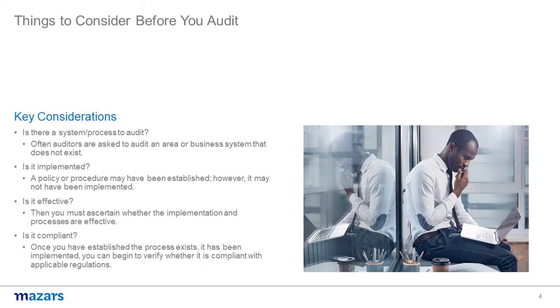Something may be effective today that wasn't effective during your look back period. So it's important that you take that into consideration and review your documentation against the criteria that was established during your look back period. Once you've established that there is a system in place that you can audit, you need to determine whether or not it is effective.